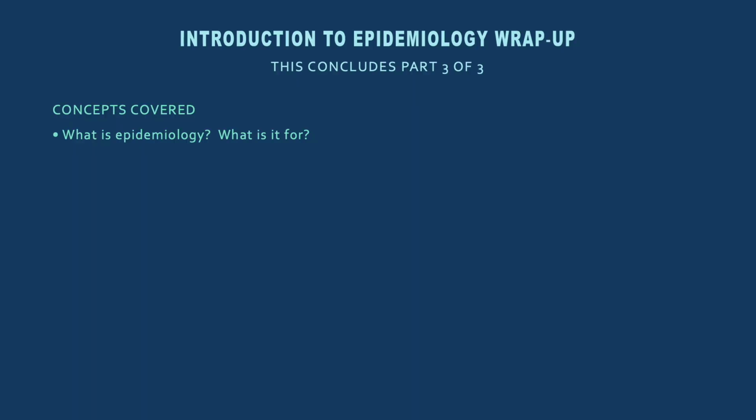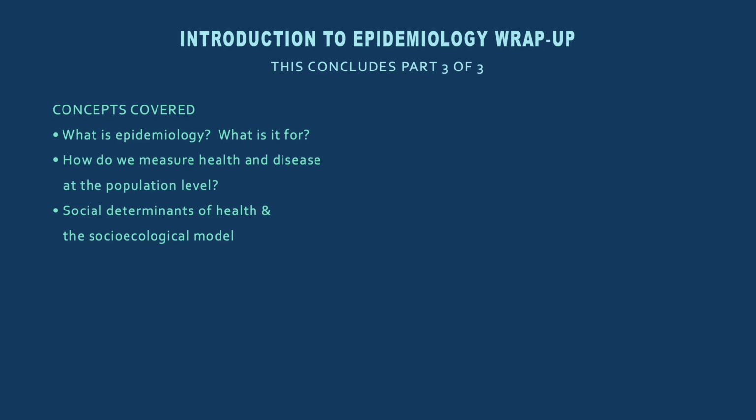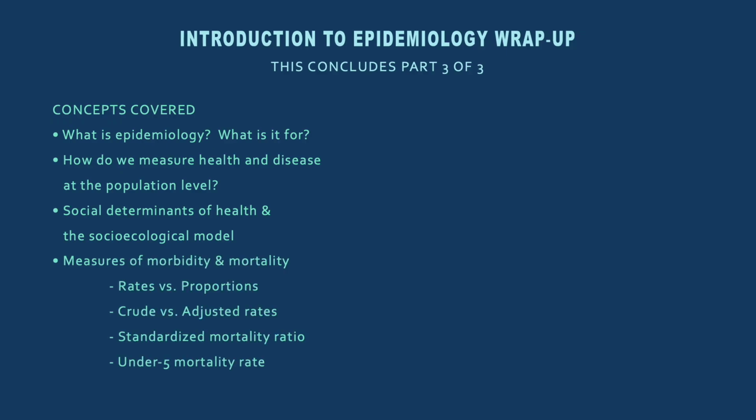So far, we've defined epidemiology and its objectives, introduced ways of measuring disease in populations, and discussed how this differs from measuring health outcomes in individuals, provided a brief overview of social determinants of health and the socio-ecological model. We discussed measures of morbidity and mortality and looked at some data from Alaska and the United States. Next lecture will be about the distribution of disease in populations, including incidence and prevalence.